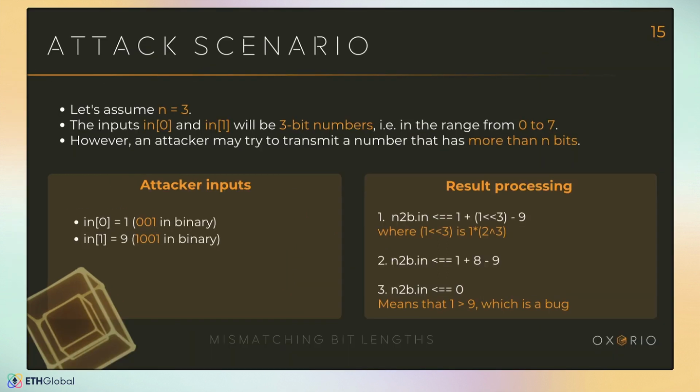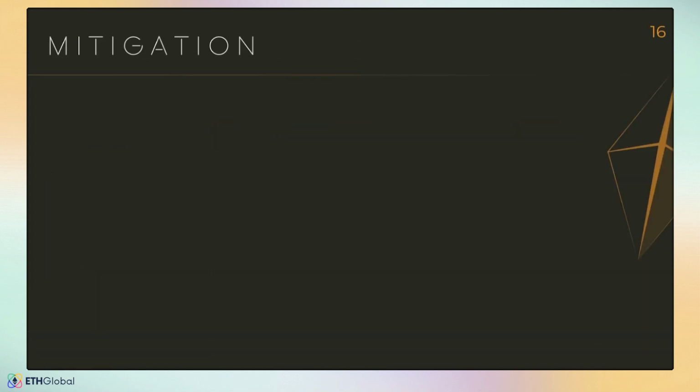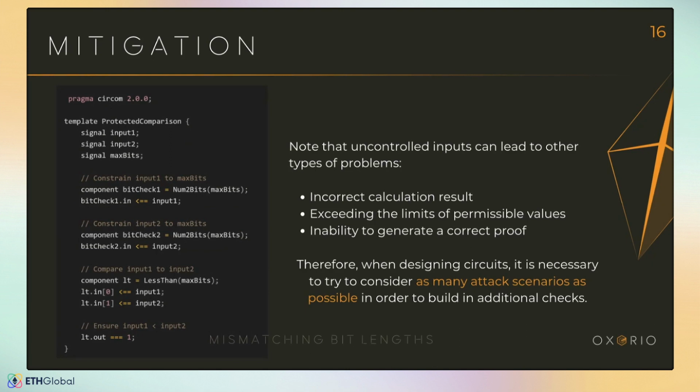Yeah, on the slide you can see the classic attack scenario, where we have an input 0 that has a length of 3 in binary, and 9, which is 4 bits in binary. So we have a mismatch here. In the result of processing, we can see that 1 is more than 9, which is of course a bug. So that's the classic example of that attack.